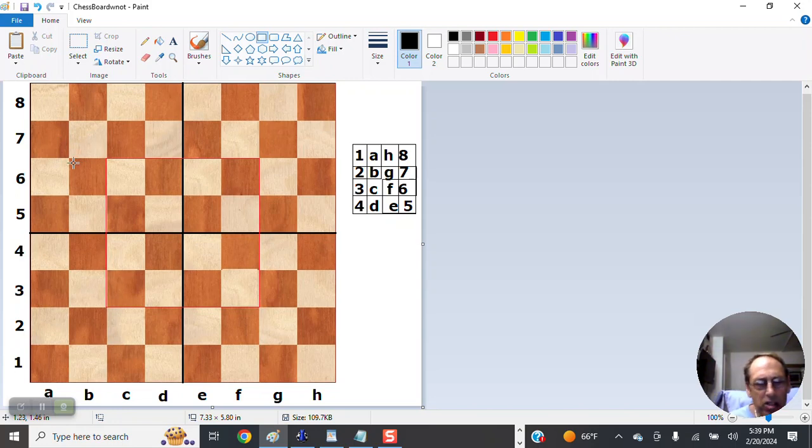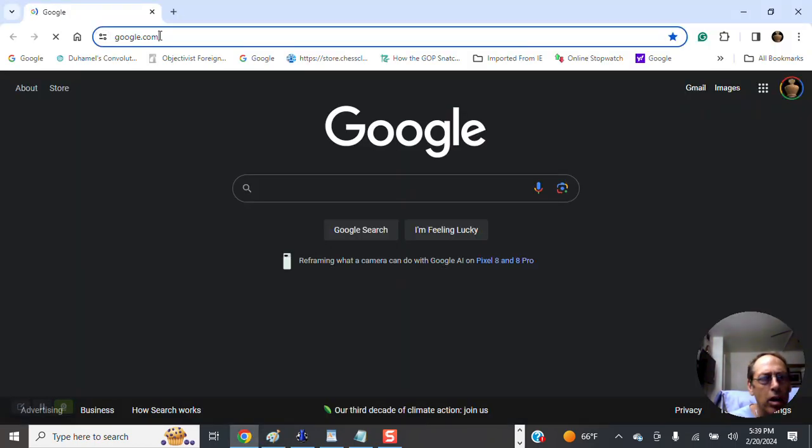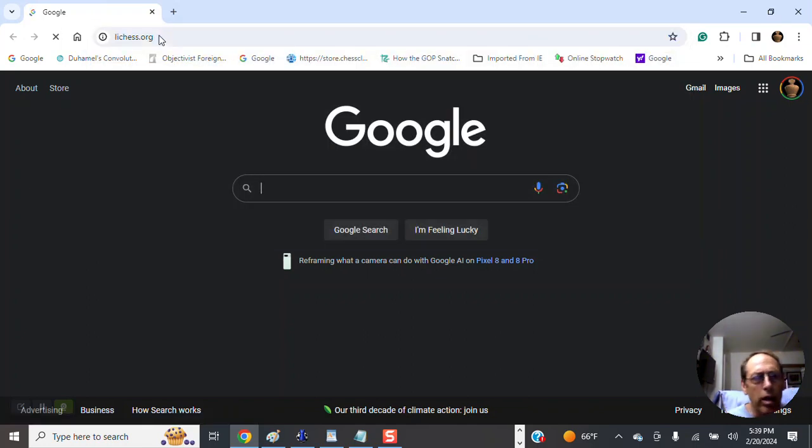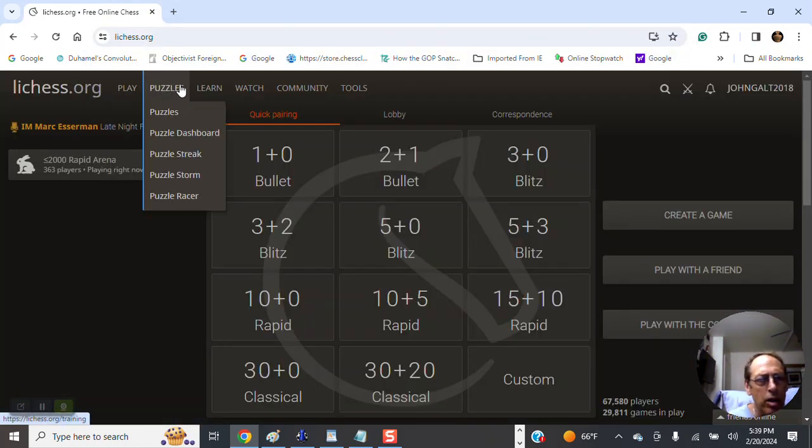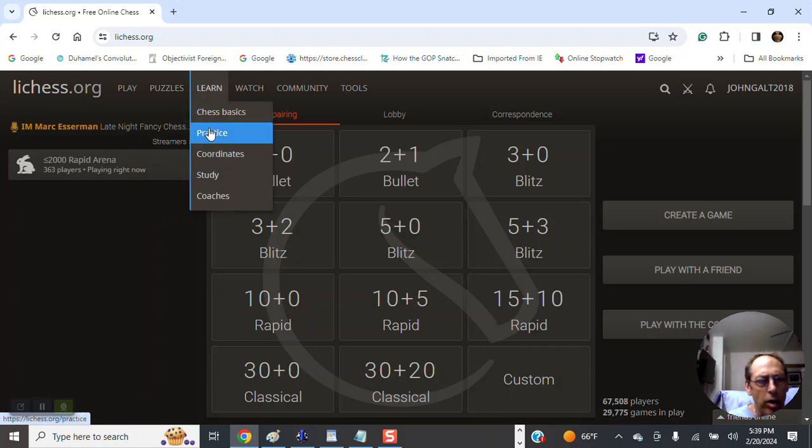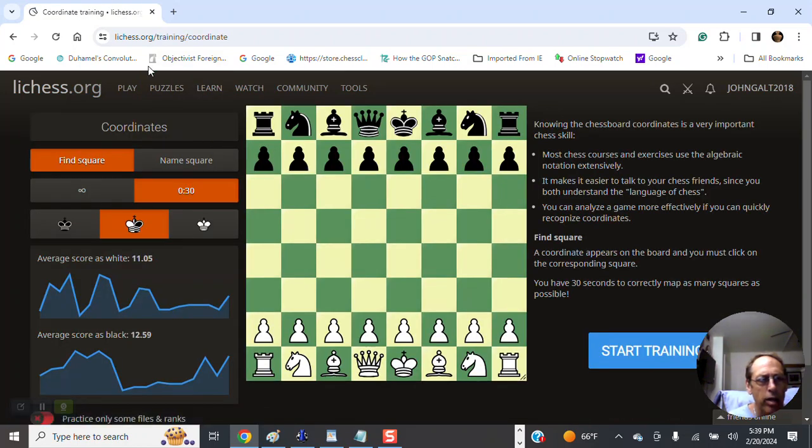So on Lichess.org, which is a great resource, we can see a sort of like a puzzle page that does this for us. And when you get to Lichess, go to Learn Coordinates. For the time being, I would not use the name square one. Now we're going to find the square. You can start by looking for the square from white's perspective only at first, then from black, and then finally do it where it's random.